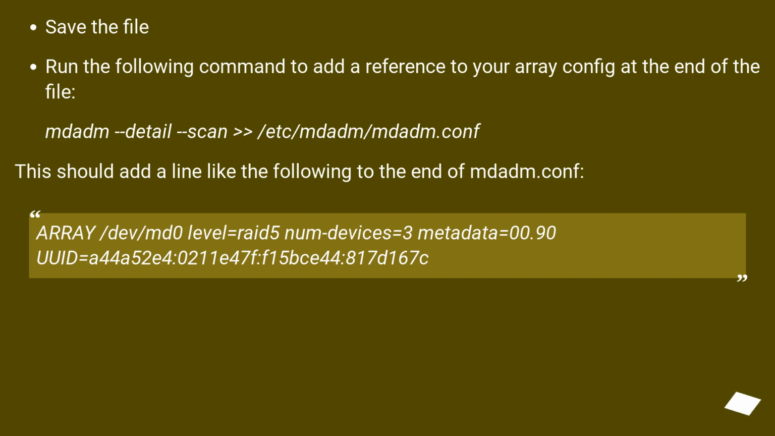Run the following command to add a reference to your array config at the end of the file: mdadm --detail --scan >> /etc/mdadm/mdadm.conf. This should add a line like the following to the end of mdadm.conf. ARRAY /dev/md0 level=raid5 num-devices=3 metadata=00.90 UUID=A44A52E4:0211E47F:F1544817D167C.